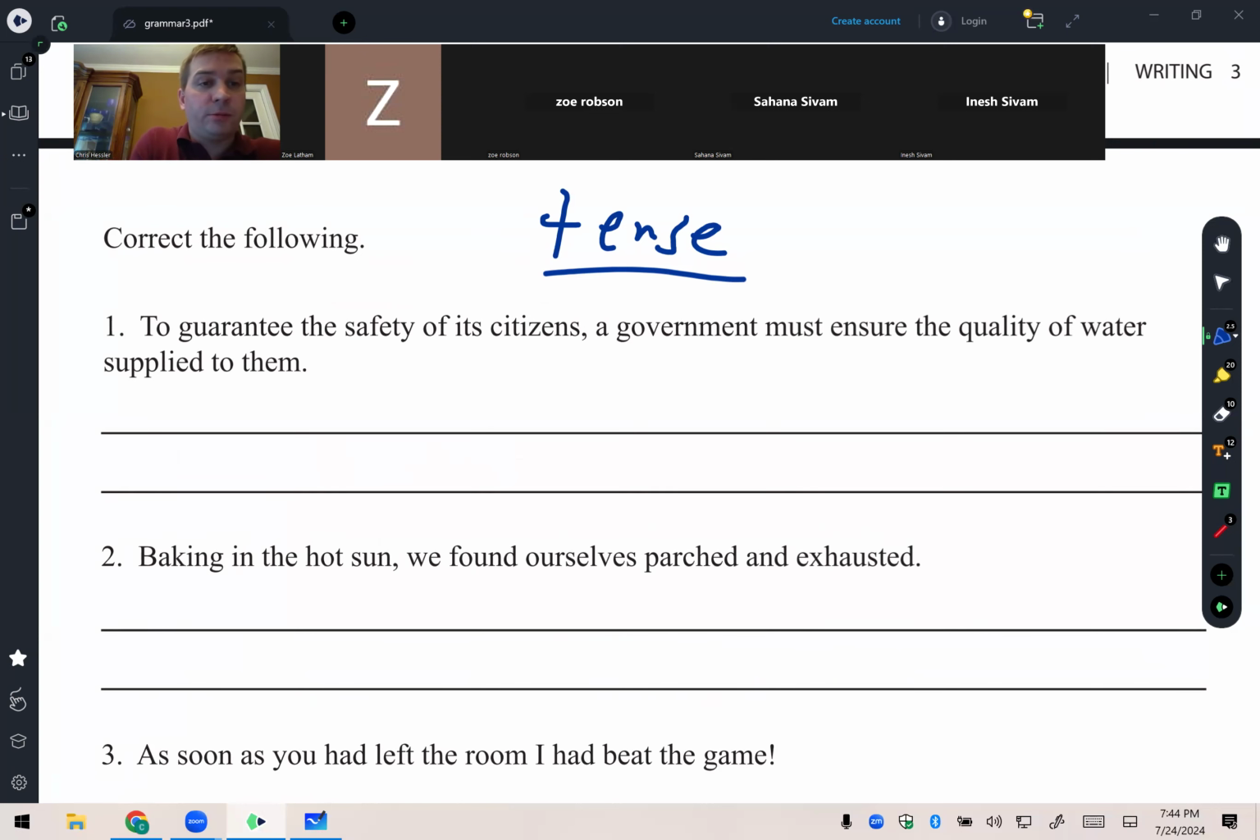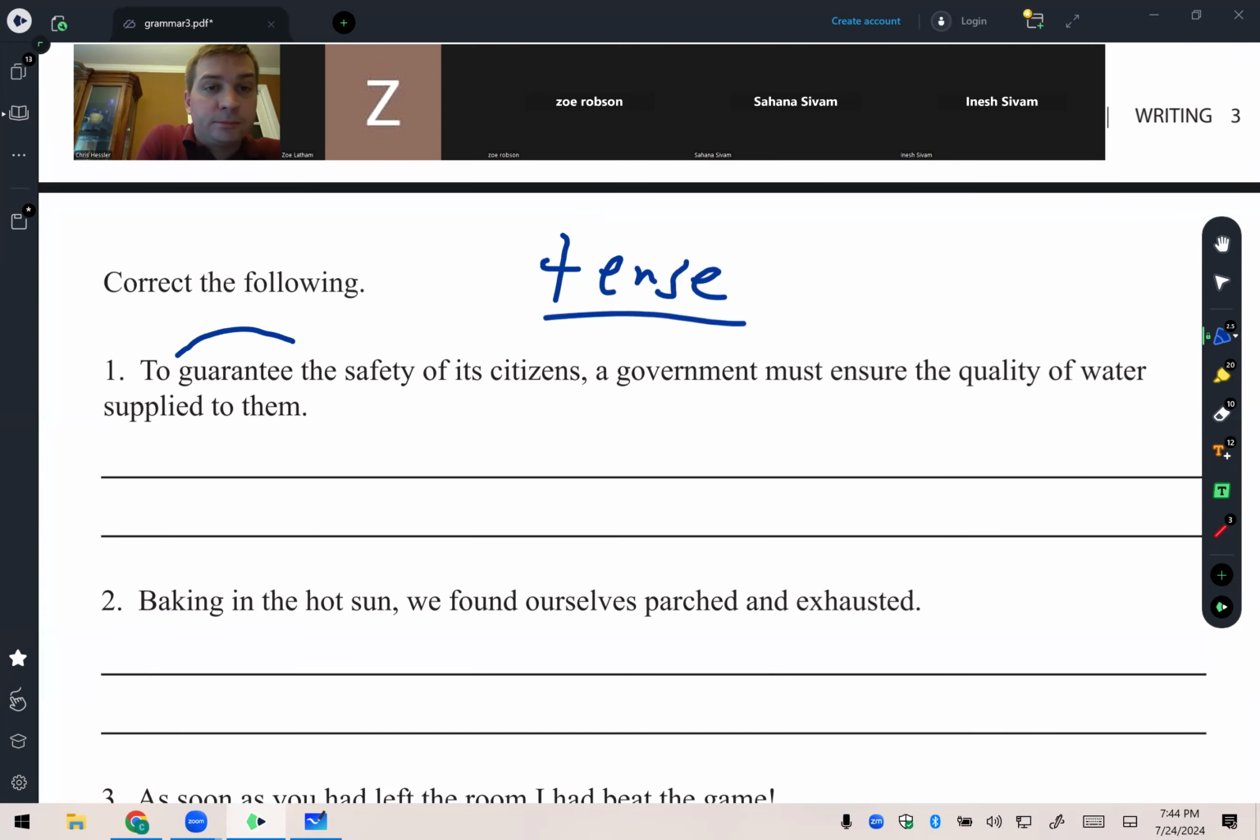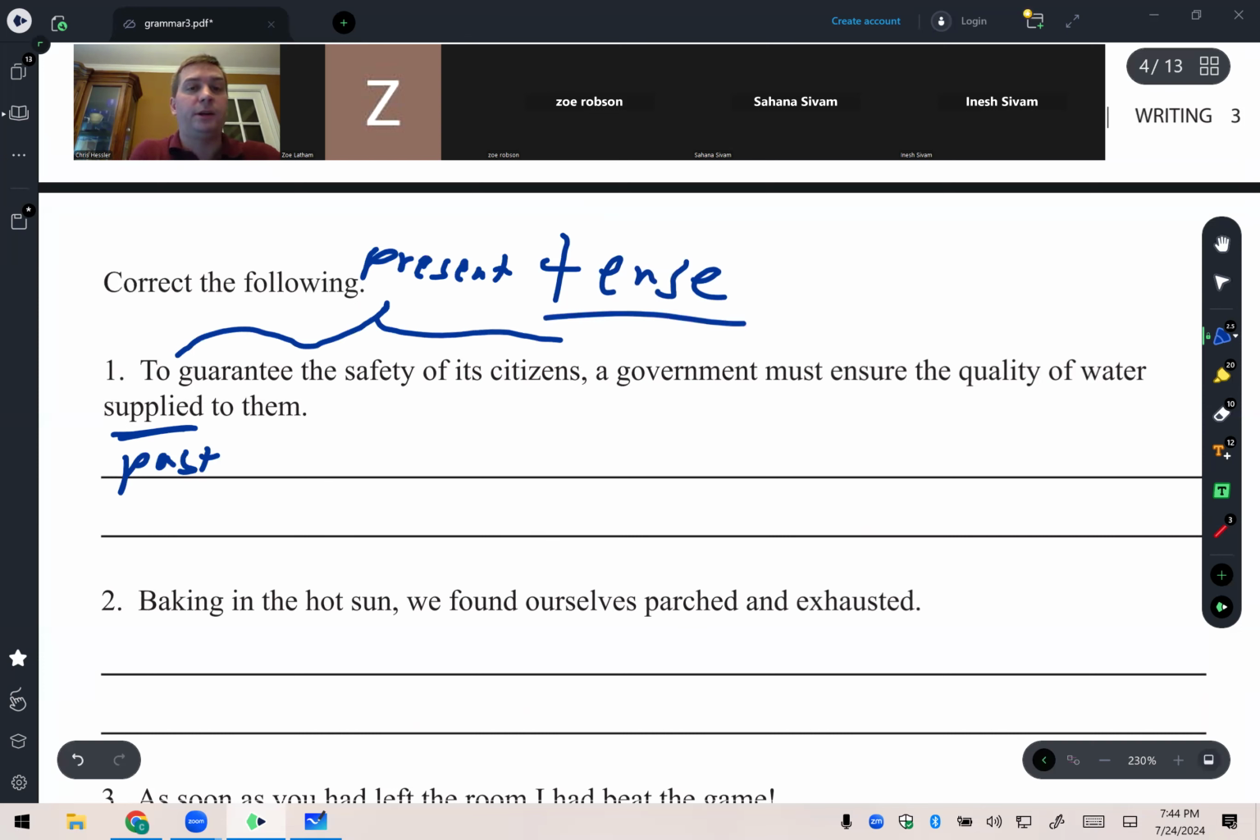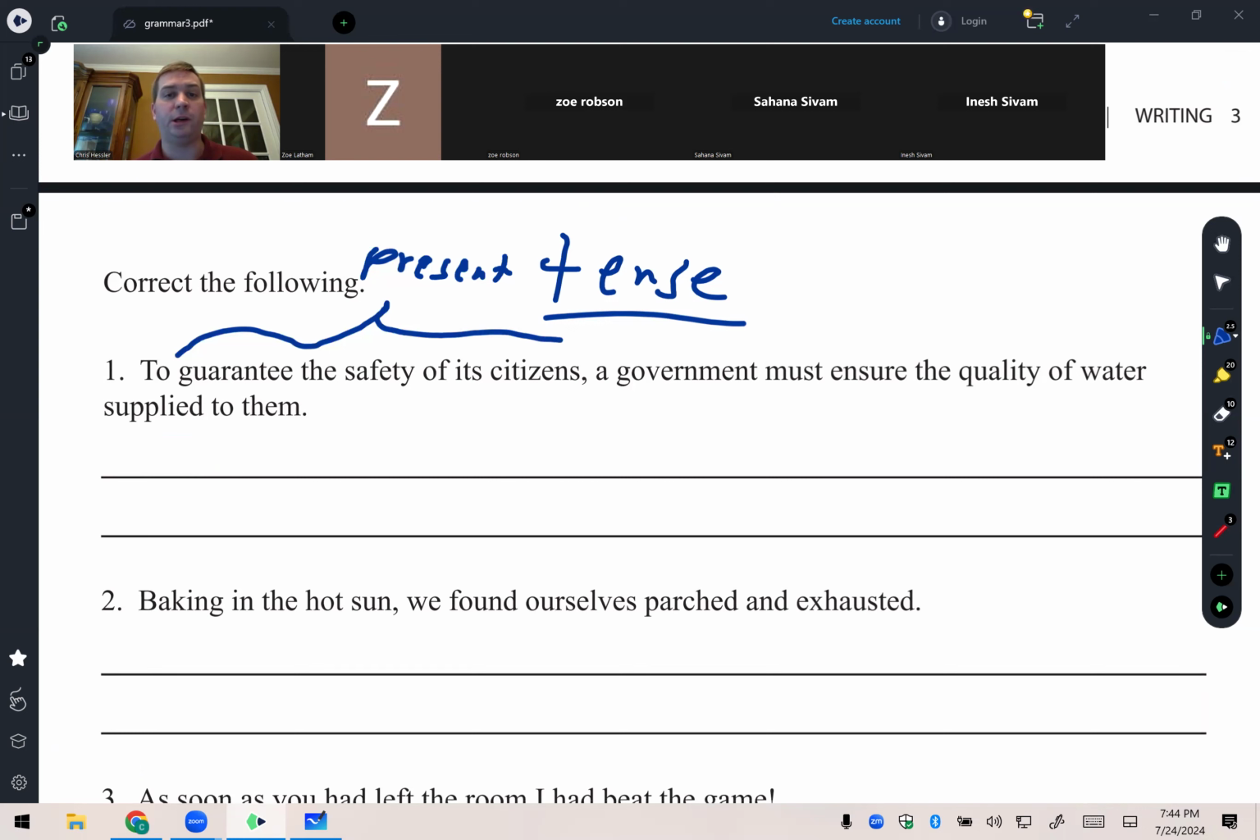So just looking at this, the first part of this sentence right here, I think we're in present tense. To guarantee the safety of its citizens, I think that this sentence should be in present tense, the entire sentence. But if I supplied you with something, that happened before now. That's in the past. I supplied you with paper. I supplied you with a pencil. That occurred before now. So how could we fix this sentence? I think we just have to change the second half. The beginning part's fine. Does anyone want to take a shot at this one?